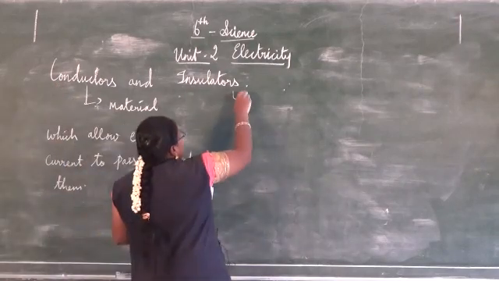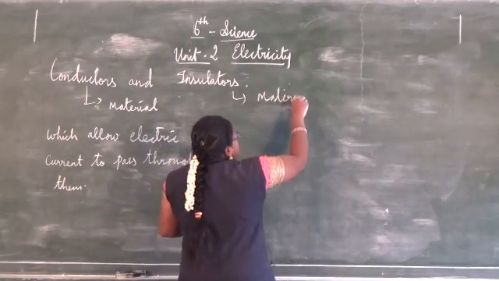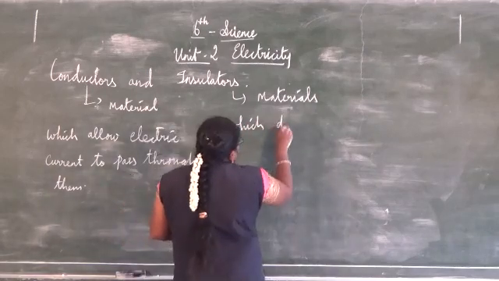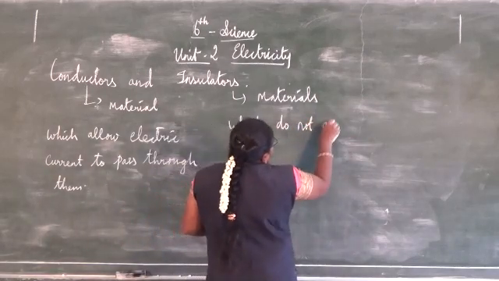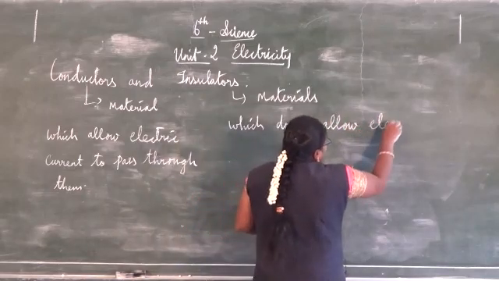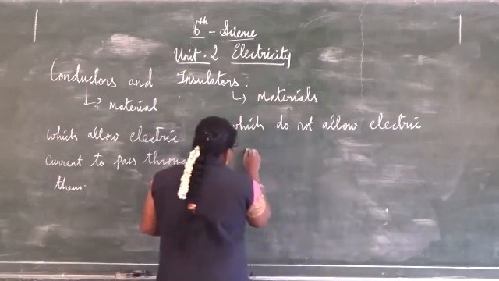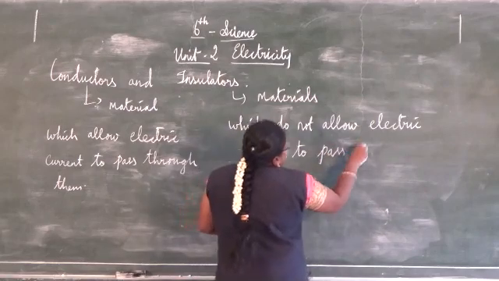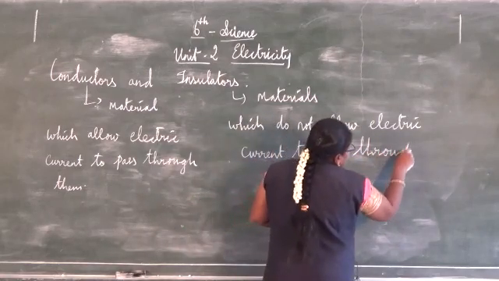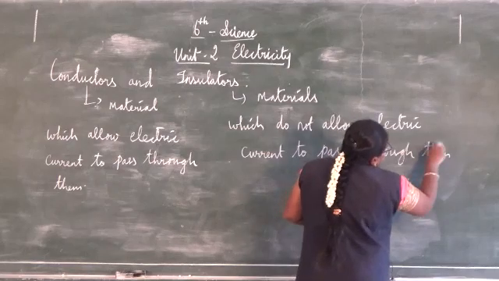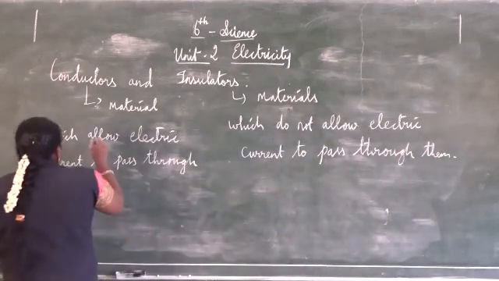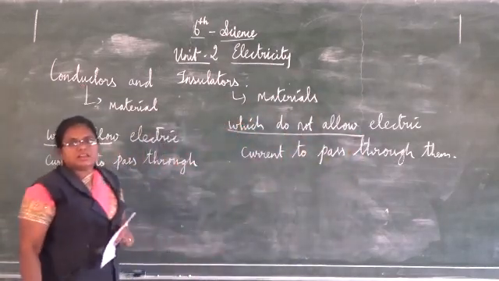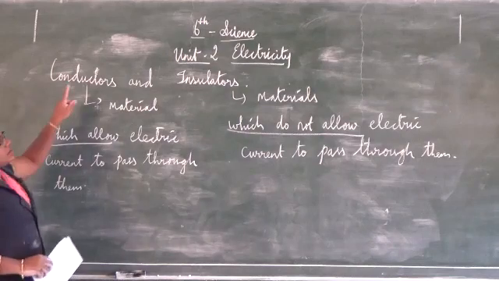What is an insulator? Materials which do not allow electric current to pass through them. Understand children? If it is allowing, it is called a conductor. Which allows, conductor; which does not allow, that is an insulator. Understand children? That's all regarding conductors and insulators.